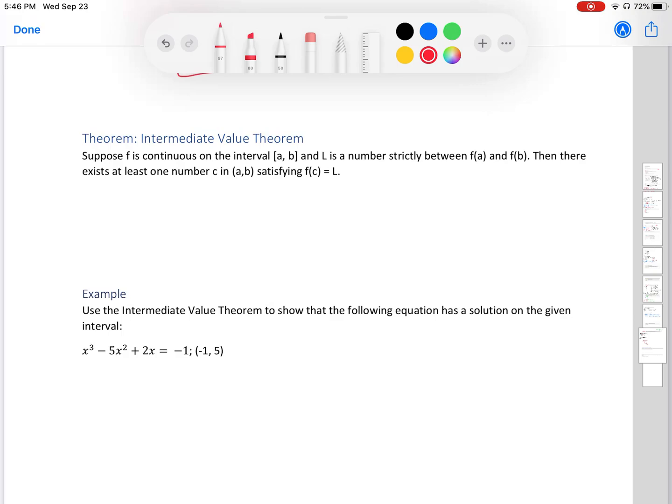Intermediate value theorem. Suppose f is continuous on an interval [a, b], and L is a number strictly between f of a and f of b. Then there exists at least one number c in [a, b] satisfying f of c equals L. So this is a more loose definition than what you might have seen in your algebra course. What we're saying is that we have an a and a b, and if there is some line L, then there exists one number c.